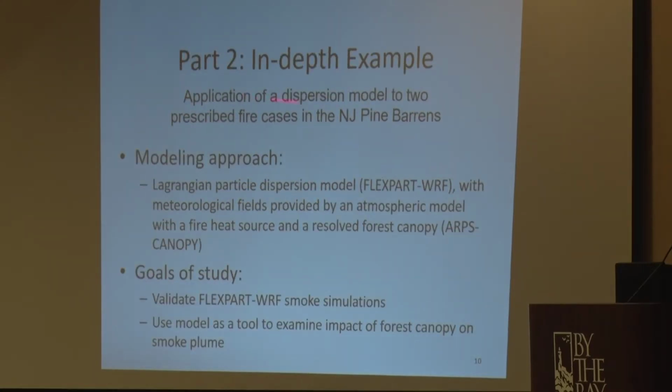So this is part 2, my in-depth example, and what we're going to do here is look at an application of a dispersion model to a couple of prescribed fire cases. The modeling approach is to take a Lagrangian particle dispersion model, and the one I've used is Flexpart WRF, and I'll talk about what that is in a moment, with the meteorological fields provided by an atmospheric model that contains both a fire heat source, so we have information about the buoyancy of the plume above the fire, and also a resolved forest canopy, so I'm able to resolve the atmosphere within a forest canopy as well as outside the forest canopy.